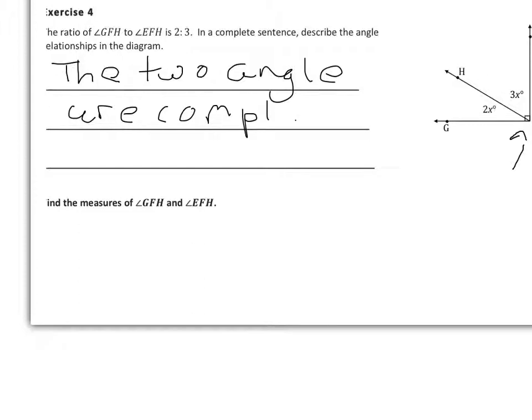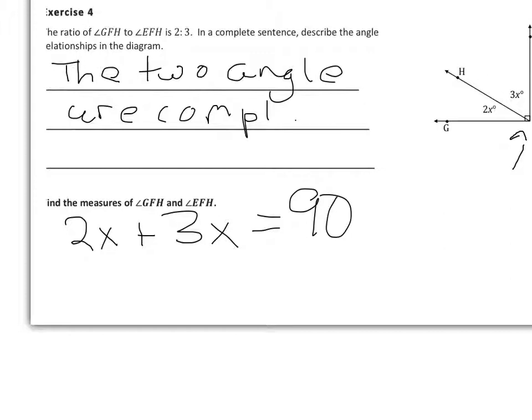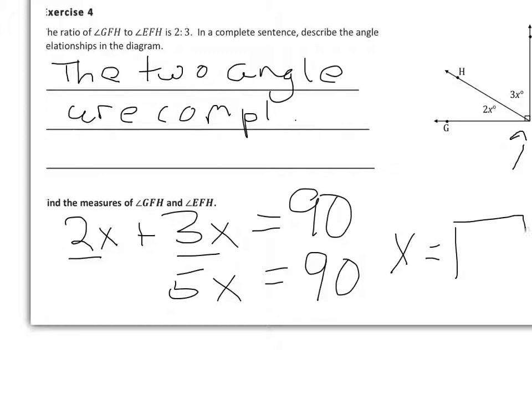Well, with that in mind, we can set up an equation. We have one angle is 2x, the other angle is 3x, and both those add up to 90 degrees. Well, just like before, we're going to add our x's. So 5x is equal to 90. Once you do the division, you'll solve for x. And to figure out the two of them, you'll take x and multiply it by 2 for this angle. And then you'll take x and multiply it by 3 for this angle.